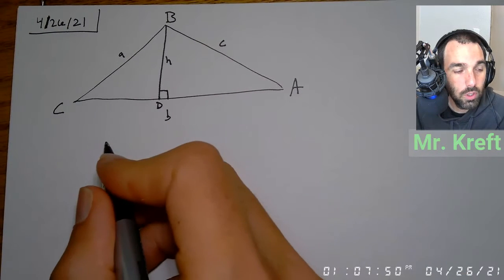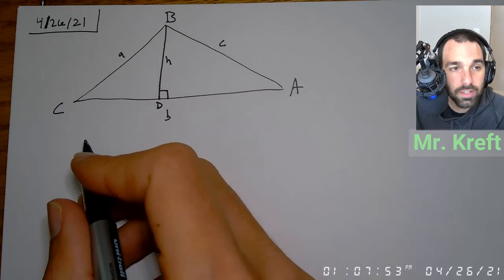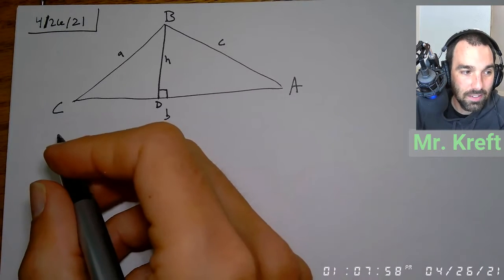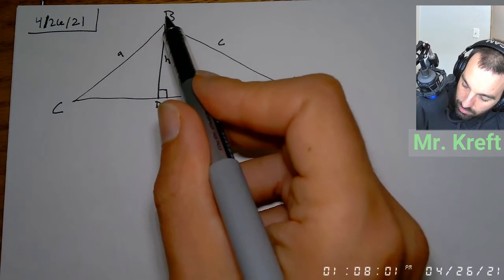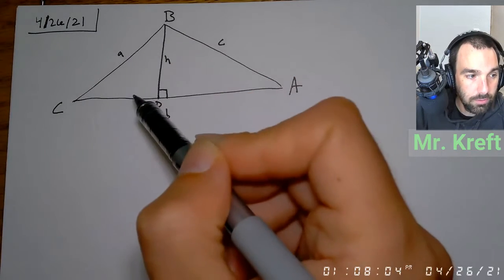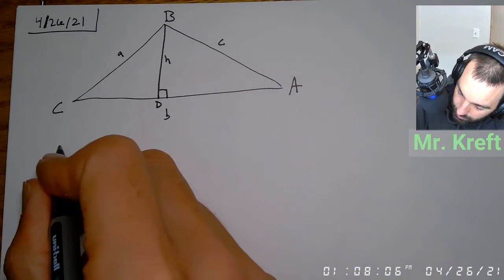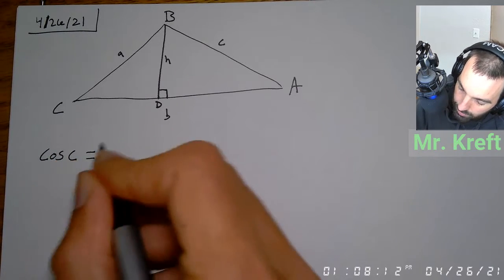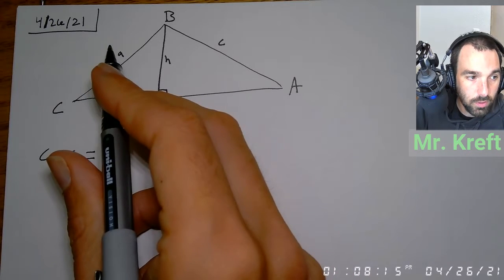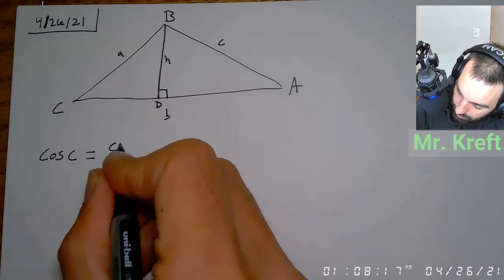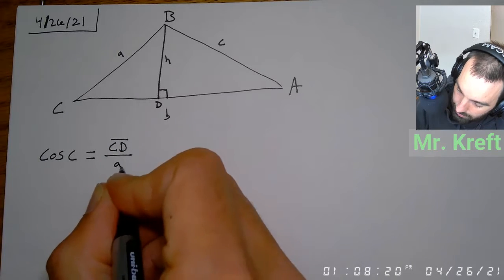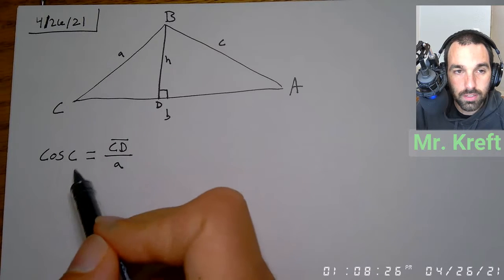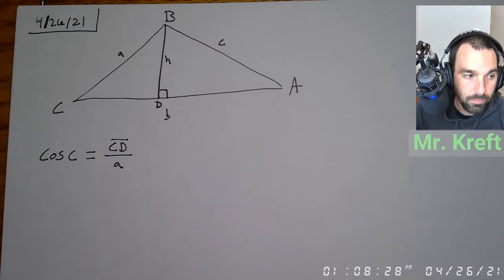So what we're going to do is define law of cosines from this, and hopefully you guys get a pleasant surprise at the end. Okay, so the first thing we're going to do is take a look at triangle BCD. So that's this triangle on the left. If I were to take the cosine of angle C, cosine would be adjacent over hypotenuse. So that would be segment CD over side A. Okay, so segment CD over side A, right? Cosine is adjacent over hypotenuse.